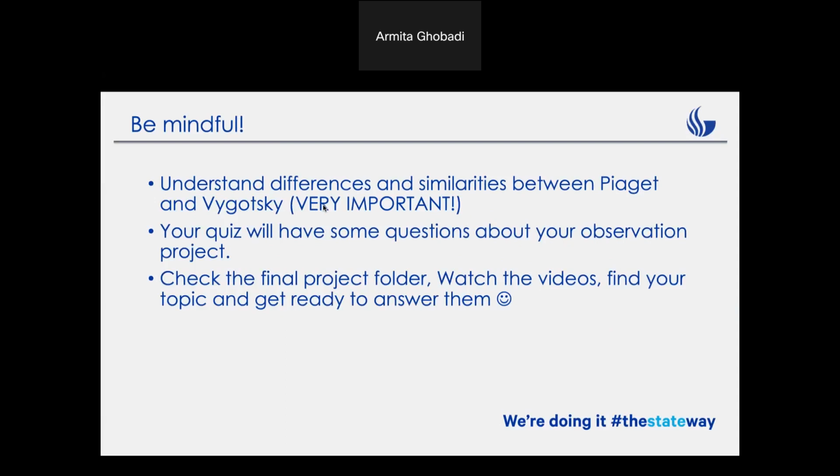Very important. Your quiz is going to have some questions about your observation project, because you have to start now on your observation project. Today is April 1st, and you have almost 4 weeks for your project, but the project demands a lot of work, and without submitting it, you cannot pass this course because it is a big portion of your final grade. So make sure you're on top of that. It is very important. Check the final project folder, watch the videos, check the examples that I put for you, find your topic, and get ready to answer your quiz questions.